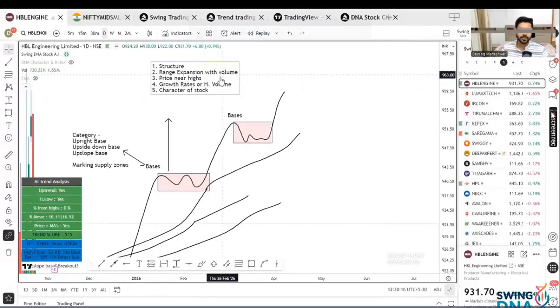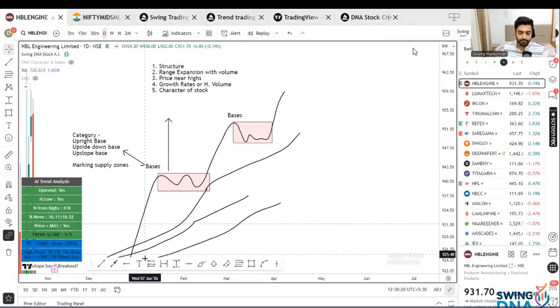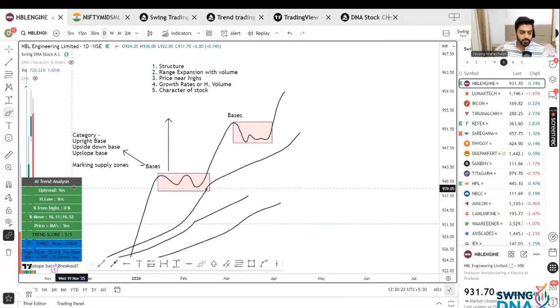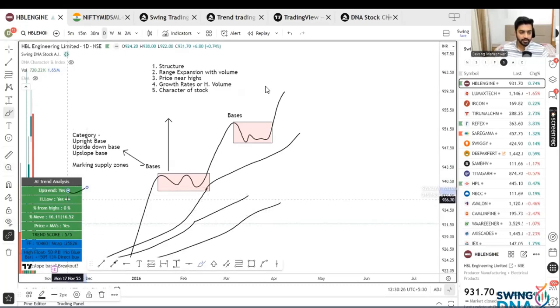Range expansion done. Now price near high. So this is another part. Look up this indicator up here. Uptrend is done. Structure understood in a clear way. Now this is one more part, which is percentage from high. Now you will see all the big winners when they started giving a big movement.